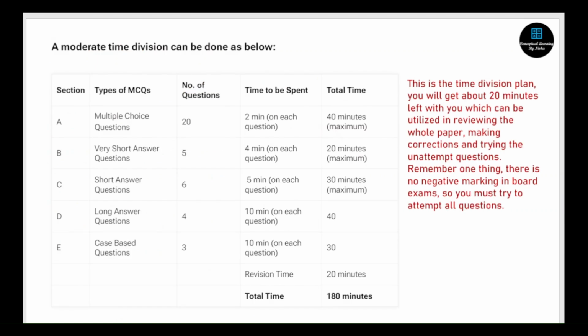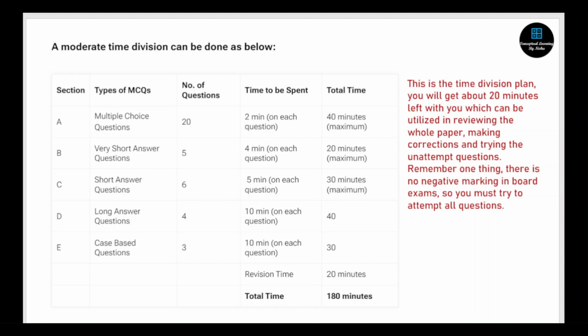Now you have 5 sections here in your math paper. First, section A has MCQs, which are 20 questions and 20 marks, right? So here I am giving you approximately how much time you can spend at maximum on those. You can spend 40 minutes maximum on those MCQs, right? Then section B, very short answer questions, which are 2 marker questions. There are 5 questions and you can again spend 20 minutes maximum on that.